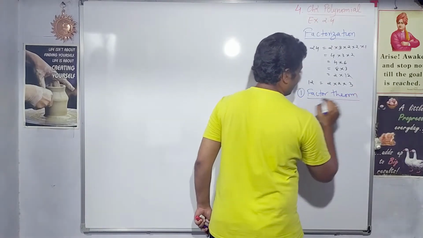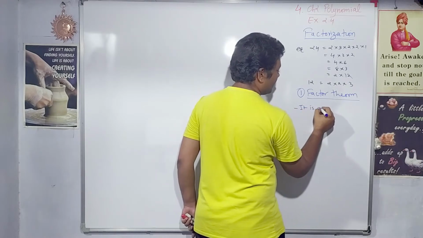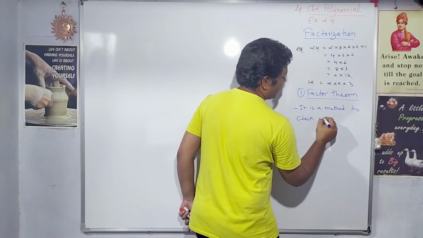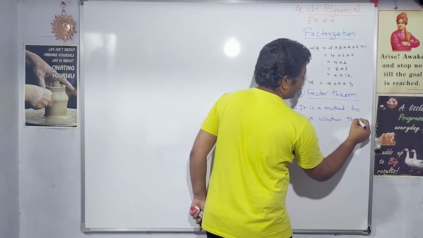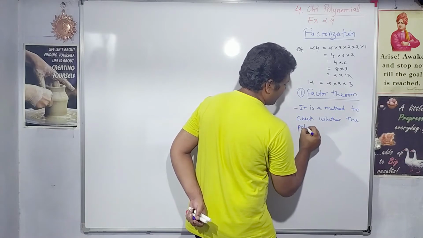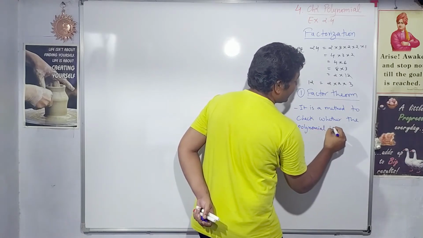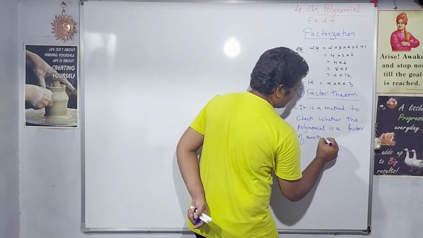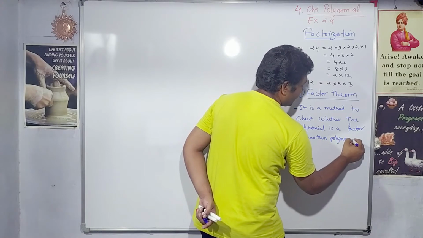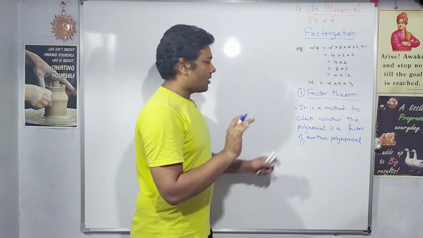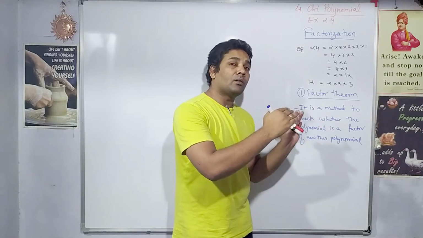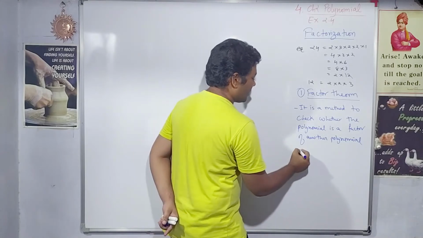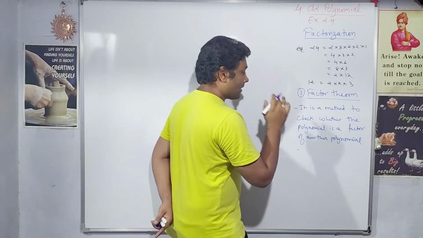What is the factor theorem? The factor theorem is a method to check whether a polynomial is a factor of another polynomial, right? So the factor theorem is just a method. It will help you to check whether one polynomial is a factor of another or not. I'll write down in detail what the factor theorem states, and then we'll see with the help of an example.